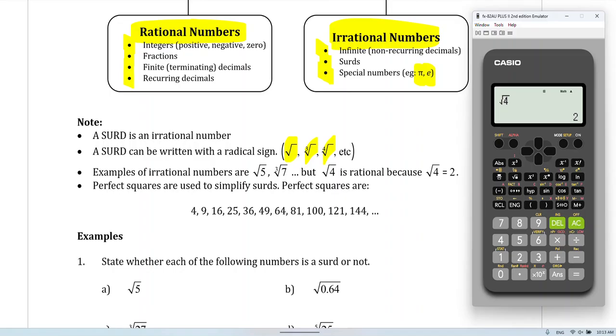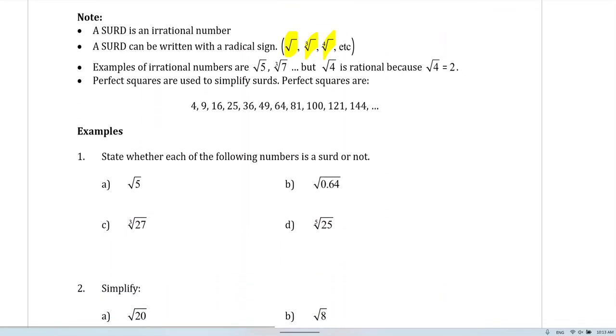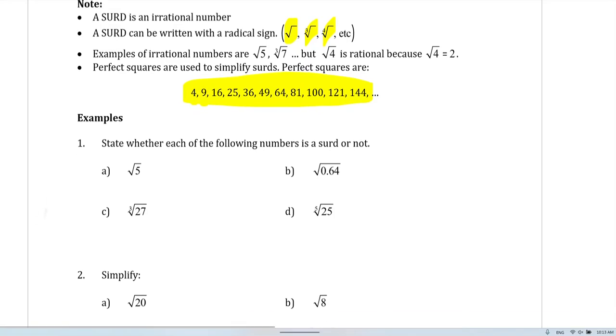To simplify our surds, we need to know what our perfect square numbers are. So 1 times 1 is 1, but that doesn't really help us simplify anything. 2 times 2 is 4, which is the first useful number when it comes to simplifying surds. Then 3 times 3 is 9, and 4 times 4 is 16. These are all the square numbers, so keep those numbers handy. We're going to need those in a minute. Let's move into our examples.